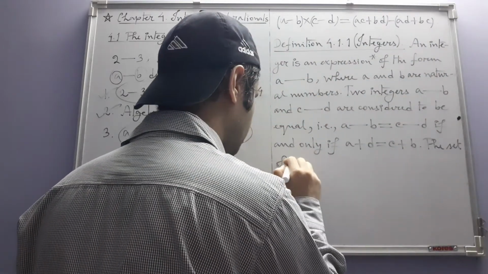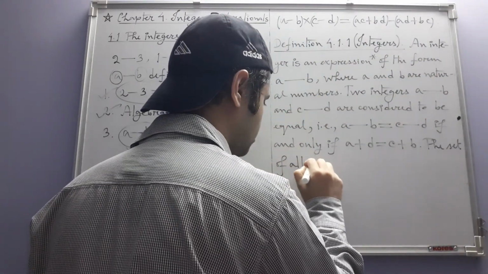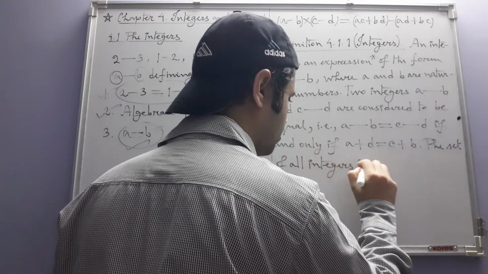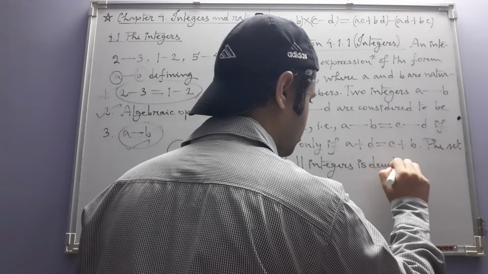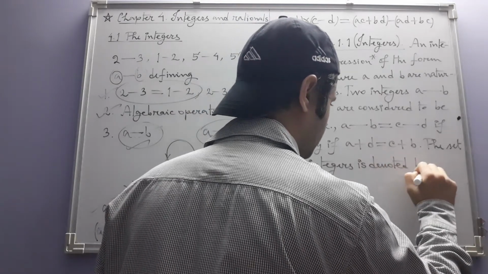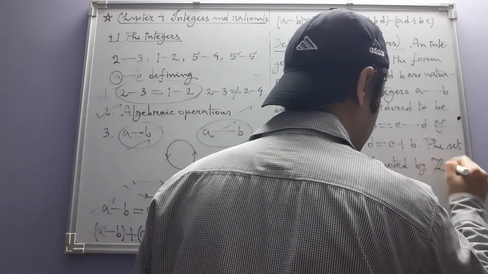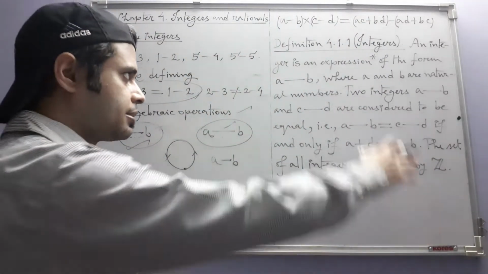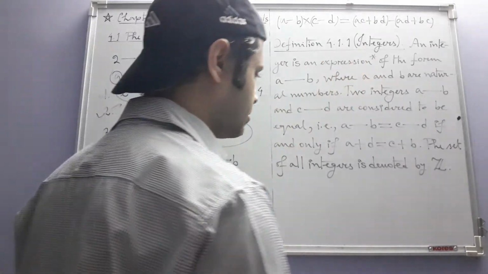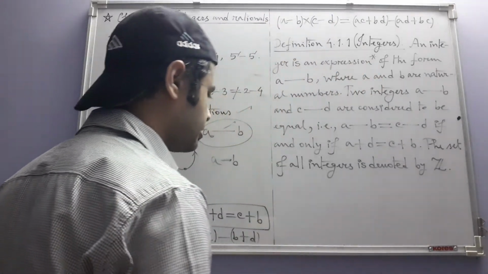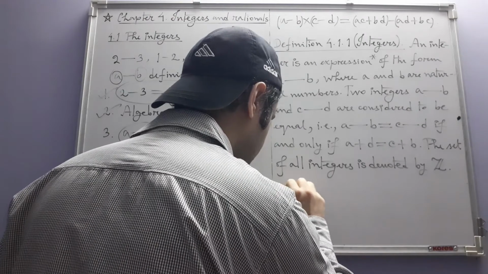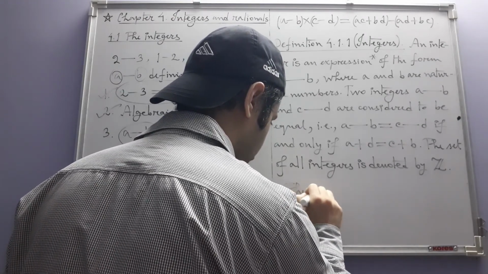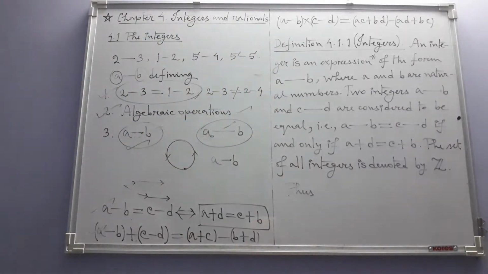The set of all integers is denoted by z. Okay, so we will say something about this expression, but now we are going to look at some examples. Okay, and let me just refill.